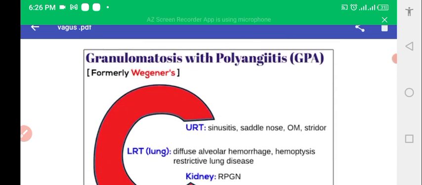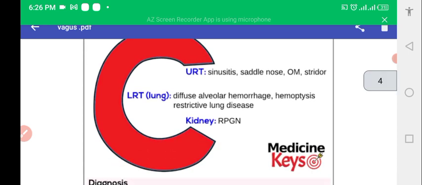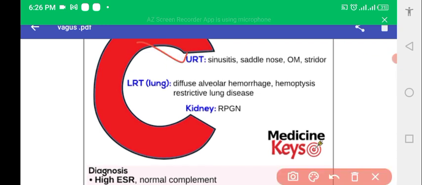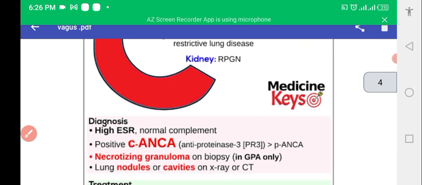Okay, so now this one is granulomatosis with polyangiitis. It is also known as Wegener granulomatosis. In Wegener granulomatosis, there is upper respiratory tract involvement like sinusitis and saddle nose, and there is also lower respiratory tract involvement in which hemoptysis will be there and restrictive lung disease will be there. Then there is also involvement of the kidney in rapidly progressive granulomatous nephritis. So hematuria, uremia, and anemia will also be there.